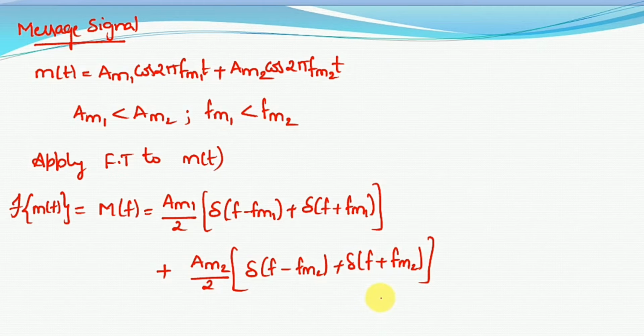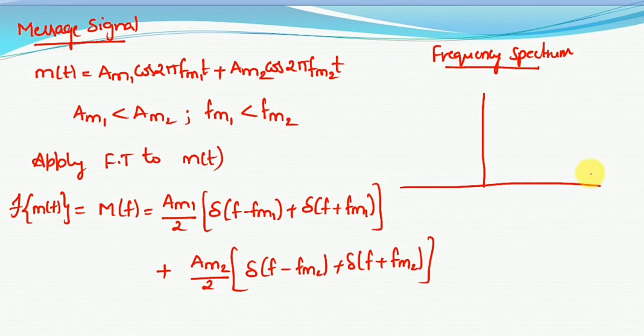Now let us see how to draw the frequency spectrum. Okay, so the frequency spectrum of message signal is having 4 frequencies. So 2 are positive frequencies and 2 are negative frequencies from the equation. So here the positive frequencies are fm1 and fm2, whereas the negative frequencies are minus fm1 and minus fm2. So if I draw the frequency spectrum, okay, and it is M of f.